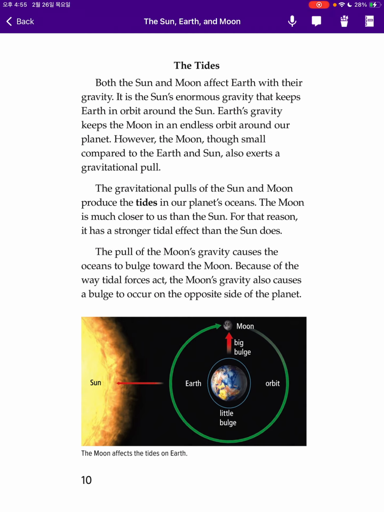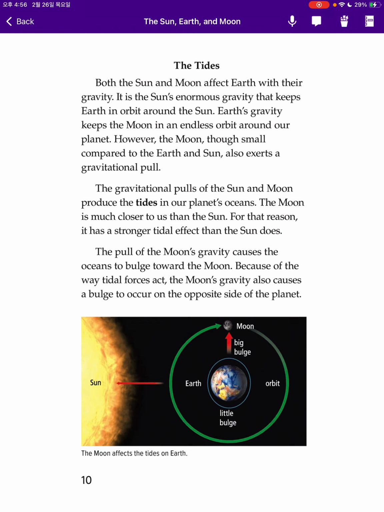The tides. Both the sun and moon affect Earth with their gravity. It is the sun's enormous gravity that keeps Earth in orbit around the sun. Earth's gravity keeps the moon in an endless orbit around our planet. However, the moon, though small compared to the Earth and sun, also exerts a gravitational pull. The gravitational pulls of the sun and moon produce the tides in our planet's oceans.